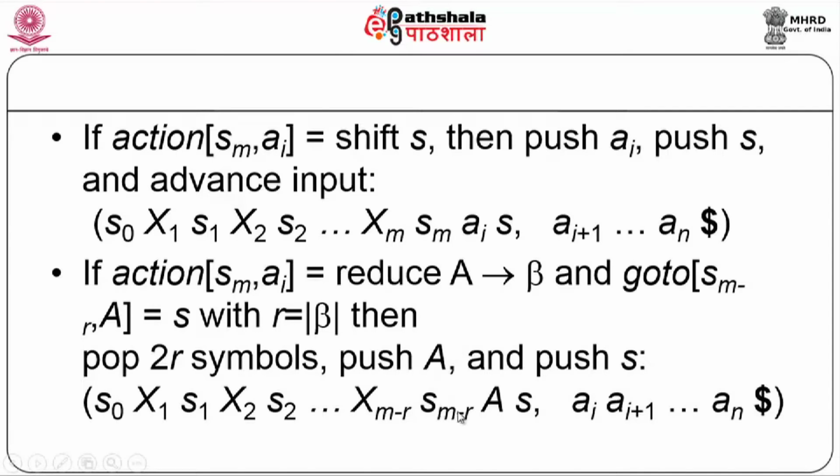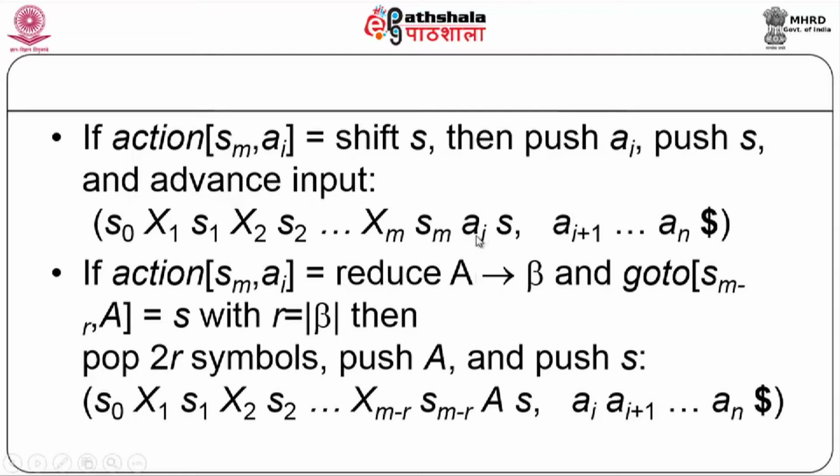So, at that point what I have to do is push A back onto the stack. What is A? A is your LHS non-terminal that is pushed onto the stack. I have to find Sm minus r, A. What is r here? r is the length of beta. So, I have to pop 2r symbols.